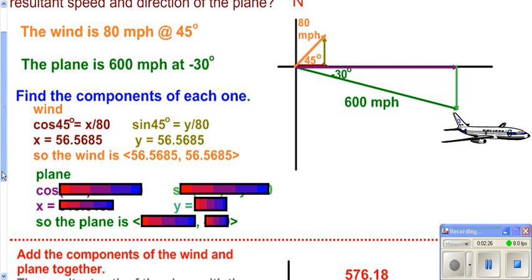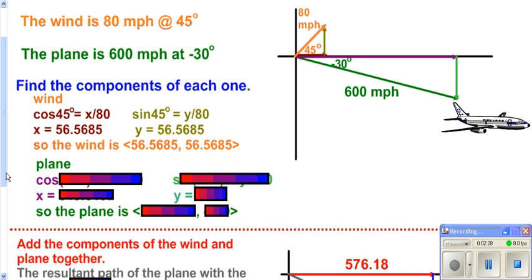We want to do the same approach for our plane. So here's our plane. We're looking for the purple horizontal here, which is adjacent to your angle and your hypotenuse. So once again, that's cosine. Cosine of negative 30 equals your adjacent purple over your hypotenuse, and then we get this. So your plane is going really 519.6 miles an hour to the right.